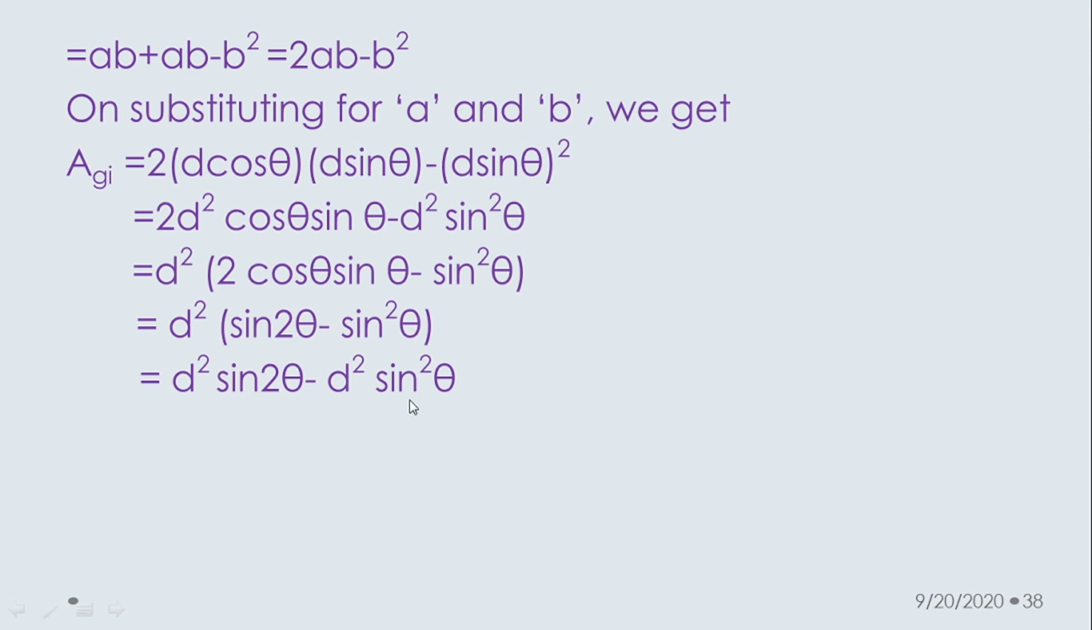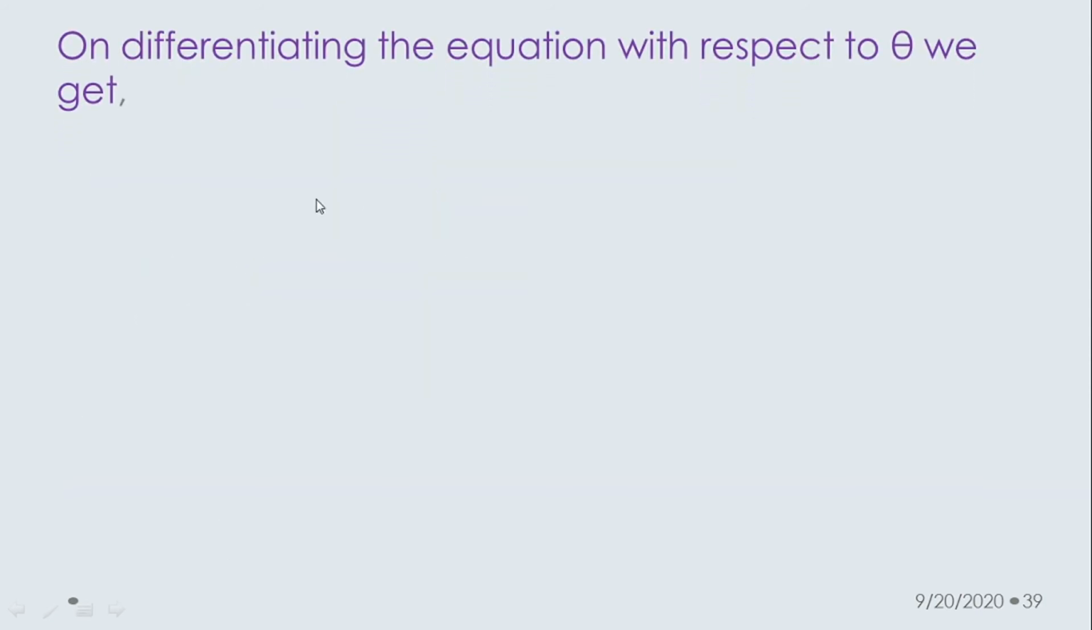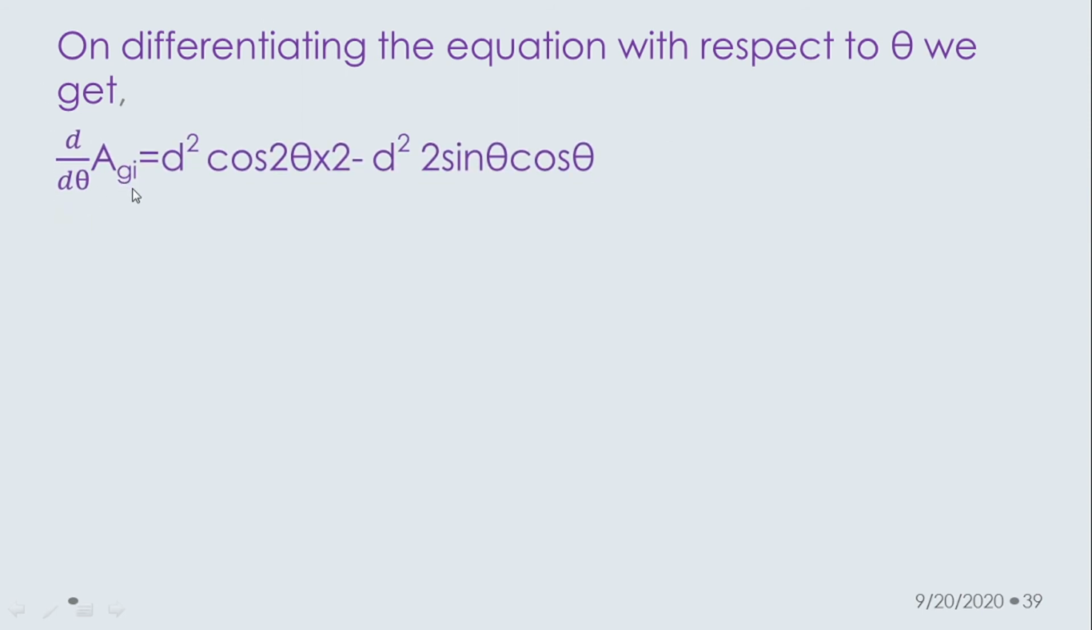Now we have to differentiate AGI with respect to theta and equate it to 0, correct. So to get the maximum value, differentiate AGI with respect to theta and equate it to 0. That is d by d theta of AGI equal to 0. On differentiating the equation with respect to theta, we get d by d theta of AGI equal to d square cos 2 theta into 2, since the derivative of sin 2 theta is cos 2 theta into 2, minus d square into 2 sin theta cos theta.